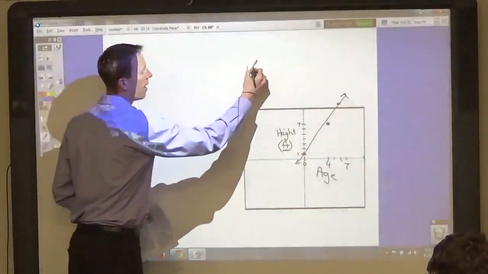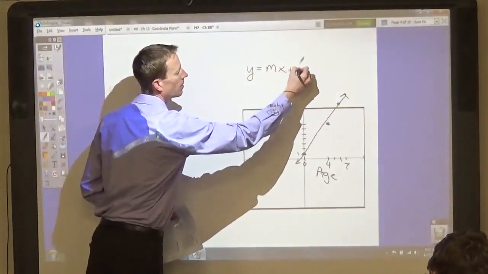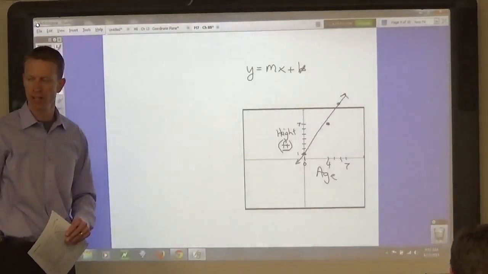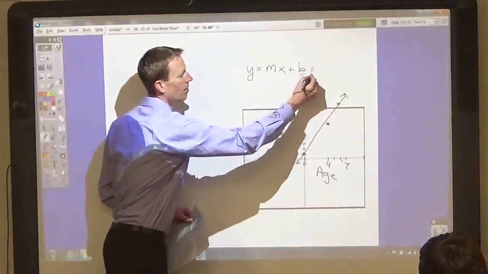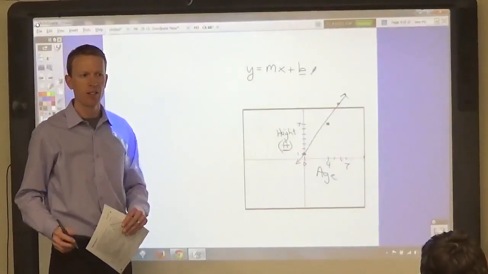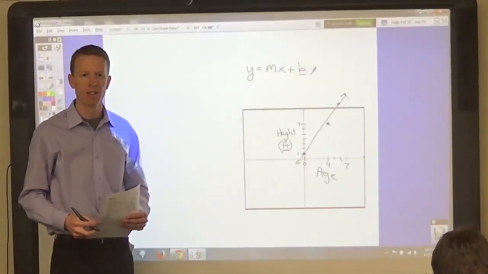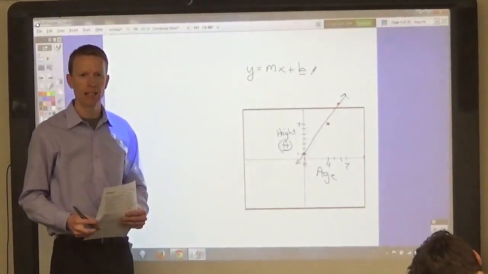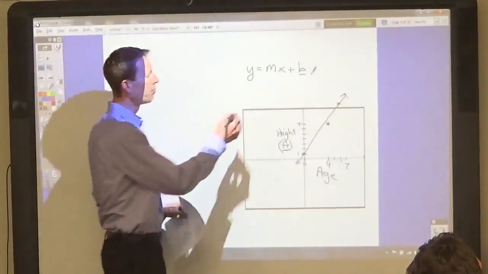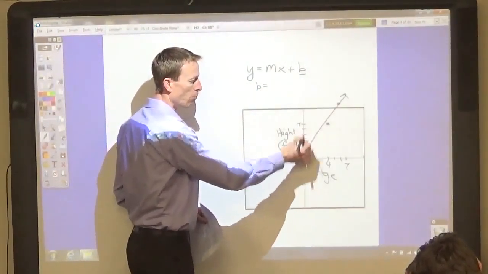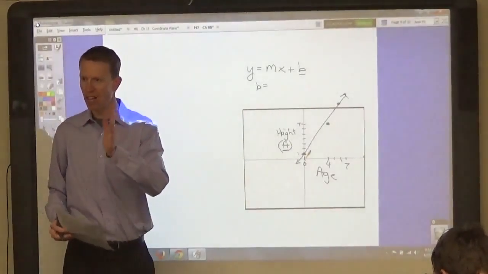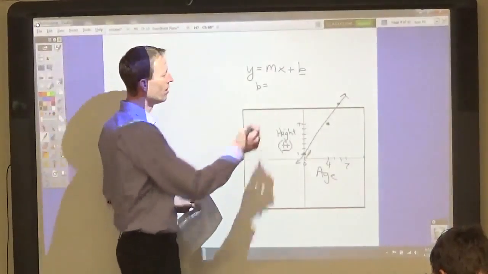Well, we're going to use y equals mx plus b to write our equation. Okay? What is b in general, Henry? 1. Yep, why 1? What does b stand for? Nikki? It's the y-intercept. Right. B is the y-intercept, where the line crosses the y-axis, and in this situation they give it to you. At birth, at age 0. So b is 1.